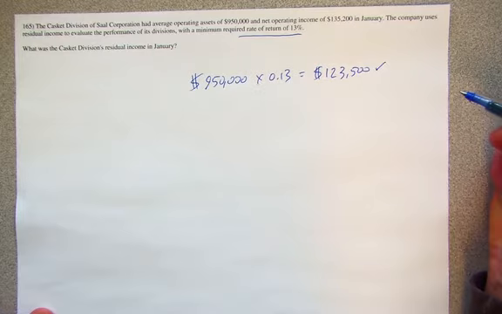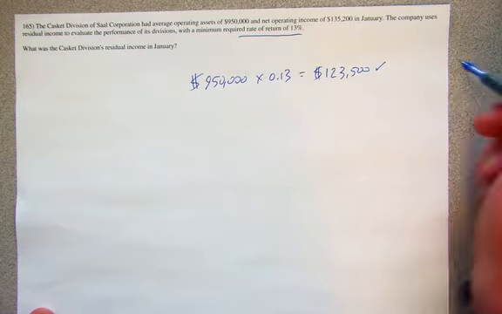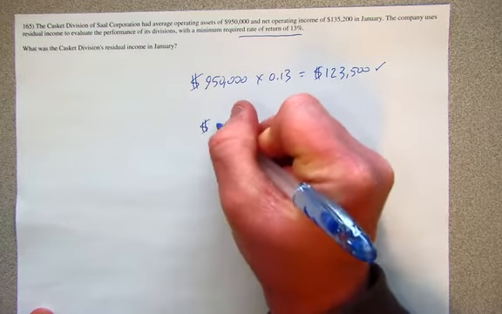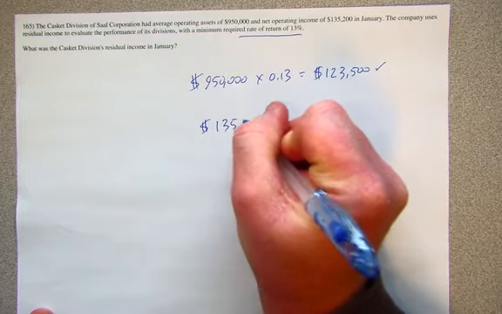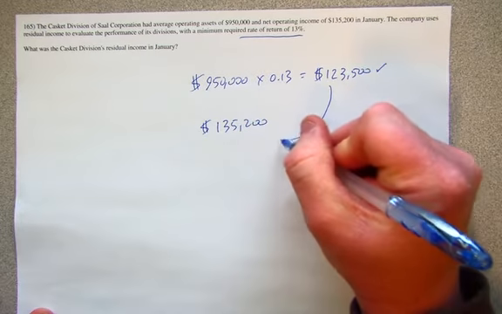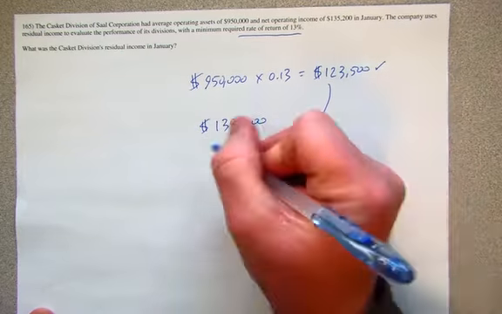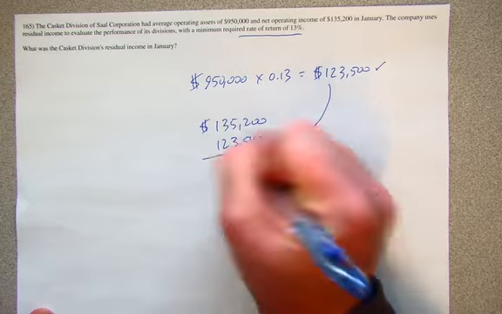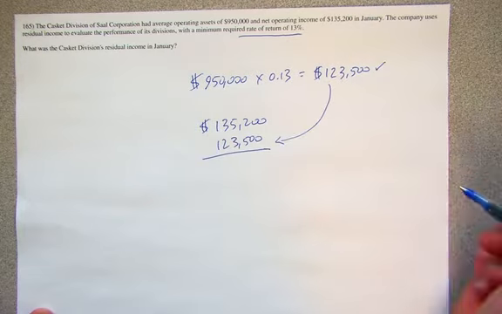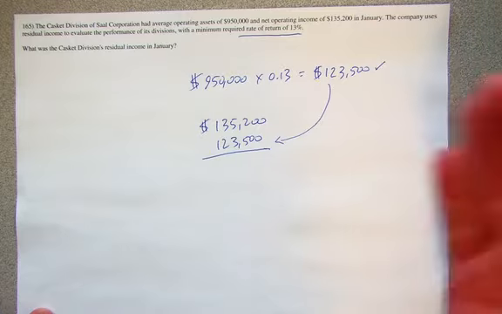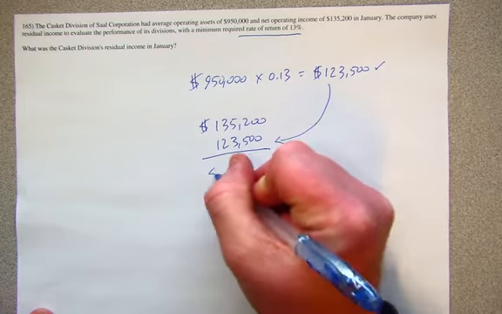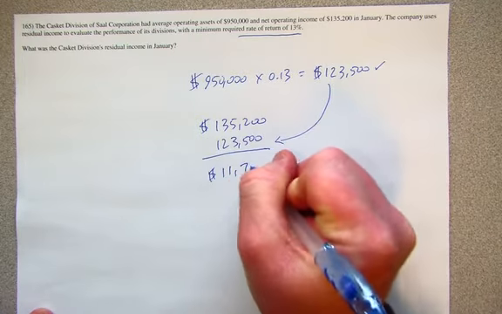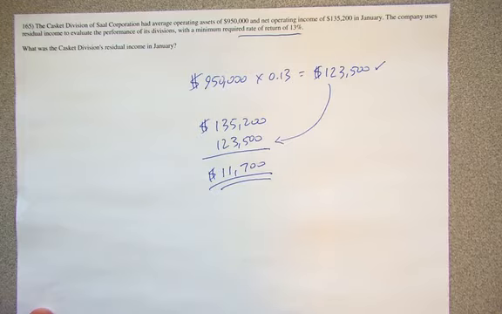So what this is telling you is for an investment of $950,000, this company expects to receive a return of at least $123,500. Now, the residual income is any profit that is above that minimum rate of return. You can almost think about it as like a hurdle. You get above that hurdle, and everything else is excess or residual. So the residual income in this situation is $11,700.